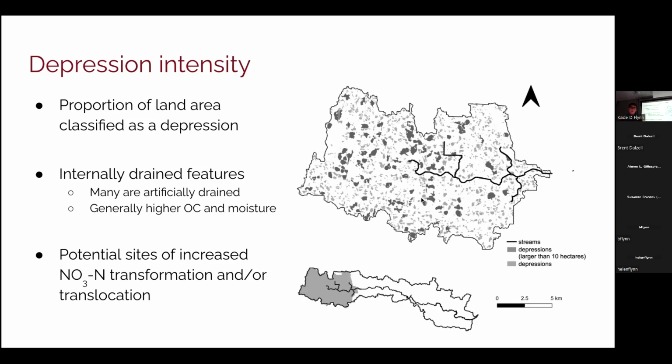Many of these depressional features, like all of this landscape, are artificially drained, but they're still generally sites with higher organic carbon contents and moisture content. If we go into the field after a storm event, these are the locations where you'll see pooling. Even when they're drained, that water is sometimes retained for multiple days. These sites are potential locations of increased nitrate transformation, where higher moisture and carbon contents might promote denitrification, or, because they're often drained, sites of increased translocation, so movement of nitrate from the land surface into these streams.